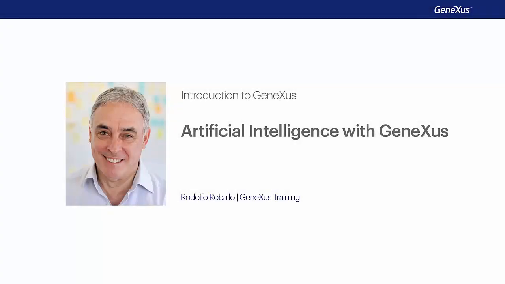Even though artificial intelligence was created in the 1950s, in recent years it has evolved at great speed. And today, it's increasingly used in applications of all kinds, such as voice or image recognition, automatic translation, and so on.